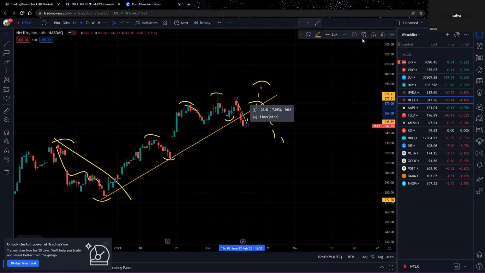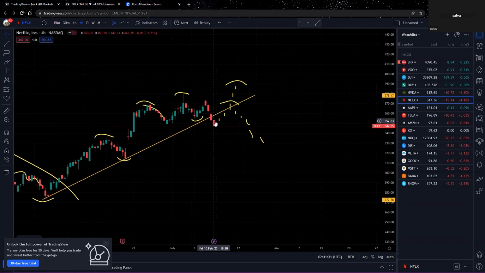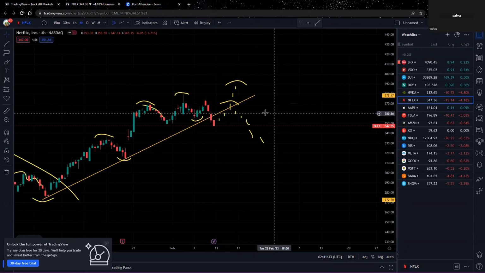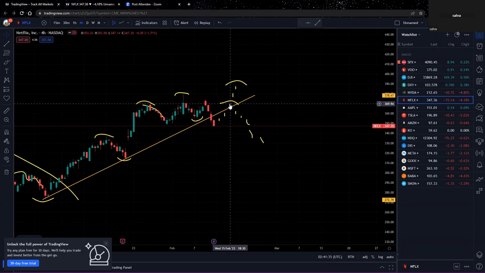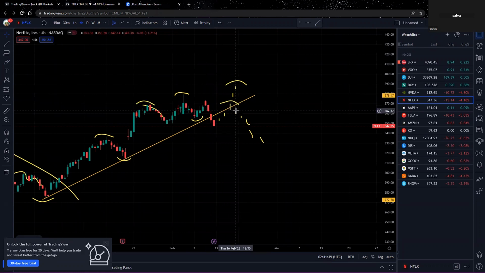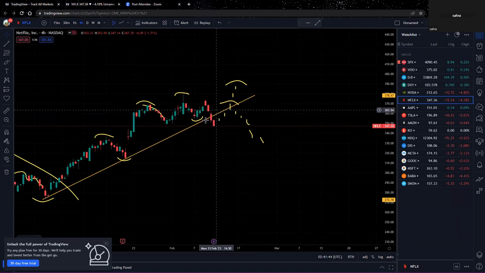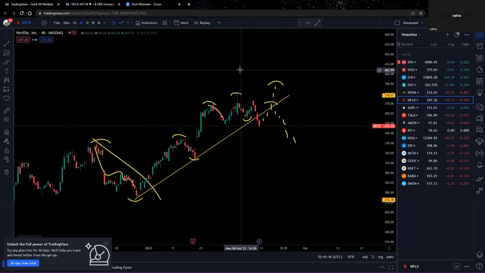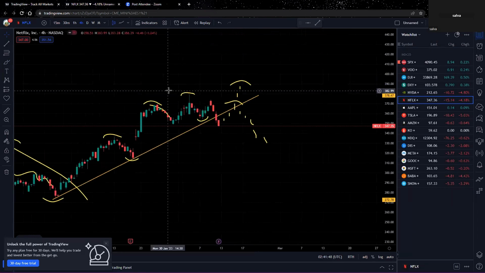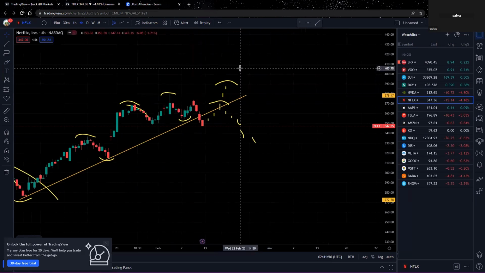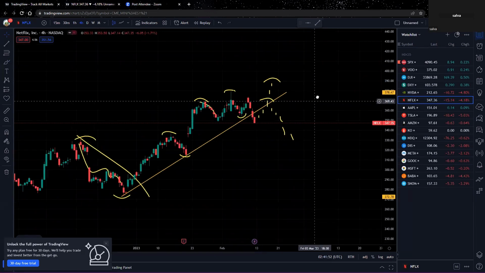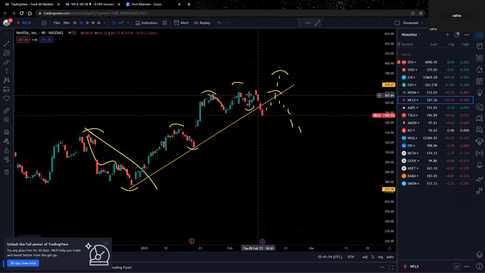Okay, so those are your three scenarios. You either get consolidation, you get your lower high to confirm the downtrend, or you get a fake out and we just go higher. Now, of these three scenarios, which one do you think is more likely to play out, and tell me why.